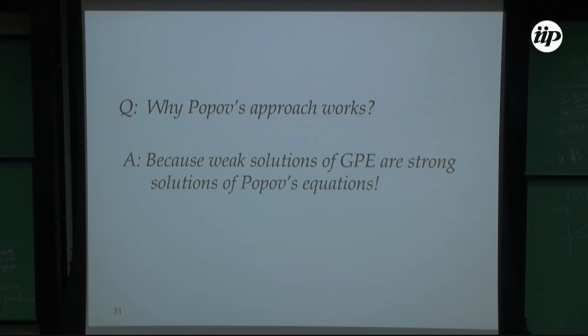This approach works because the weak solutions of the Gross-Pitaevskii equation are essentially strong solutions of the Popov equations. So when we solve the Popov equations numerically or exactly, there is nothing special about these solutions. They are not weird solutions. They just come out naturally from the equations. A weak solution, as I said, is a solution which is a minimum of the action, but not necessarily a solution of the saddle point equations. A strong solution is a solution of the equations themselves.